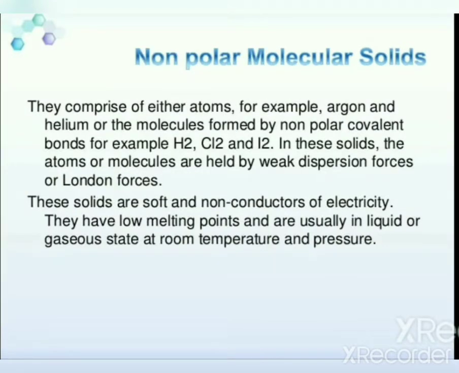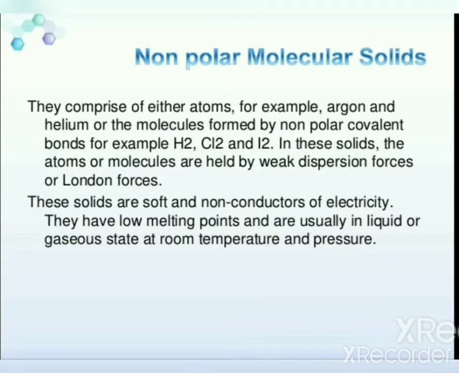Non-polar molecular solids. Here the constituent particles are molecules. Now what type of molecule can be taken as examples? Either non-polar molecules like hydrogen, chlorine, iodine or noble gas elements like helium or argon. Now why is hydrogen considered as a non-polar molecule? Because the covalent bond is between 2 similar atoms, between 2 hydrogen atoms.